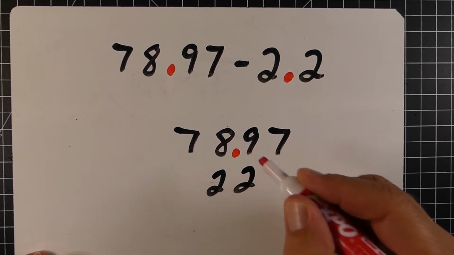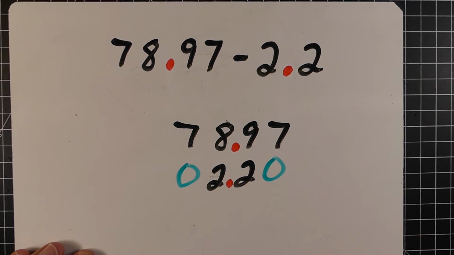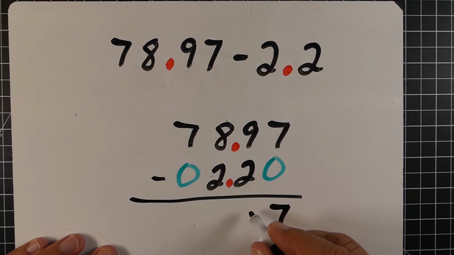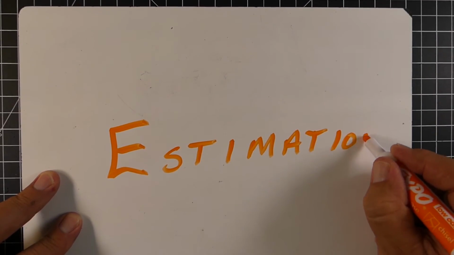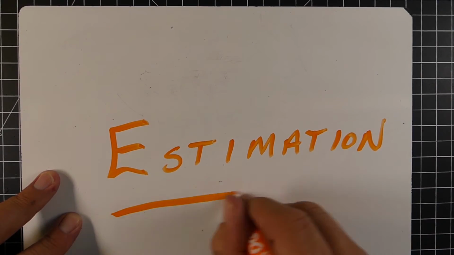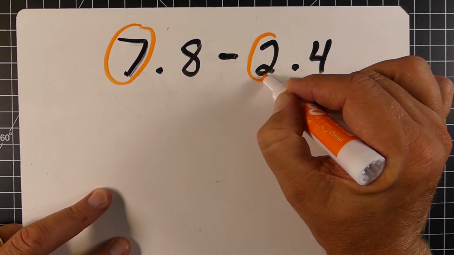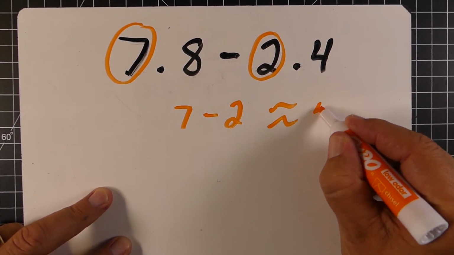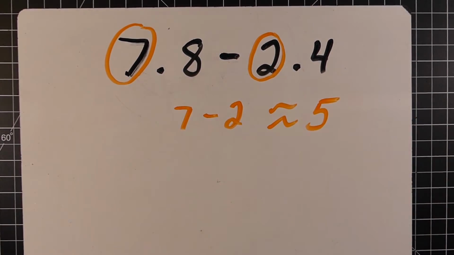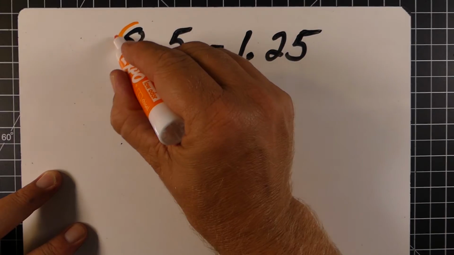Couple more here. Again, lining up the decimals, throwing zeros in there. Once you get that, go ahead and start subtracting, and always bring that decimal straight down. To estimate, just like with addition, the first number is around 7, second number is around 2. So you know you're going to get an answer that's around 5. It's not going to be exactly 5 usually, and 5.4 would make sense.